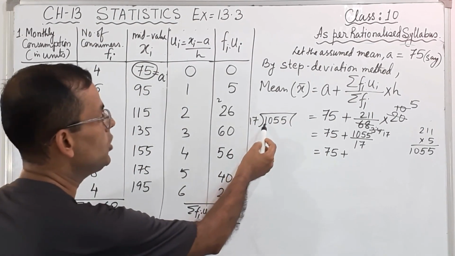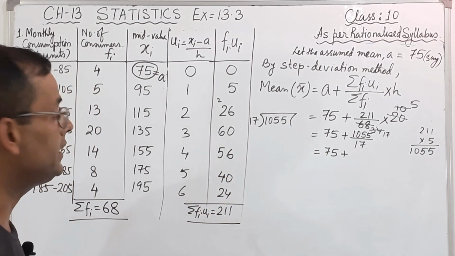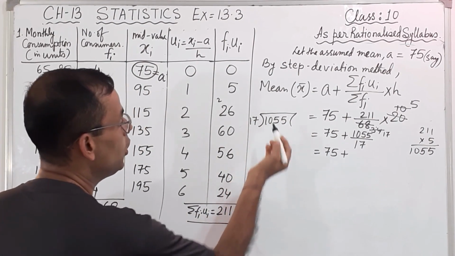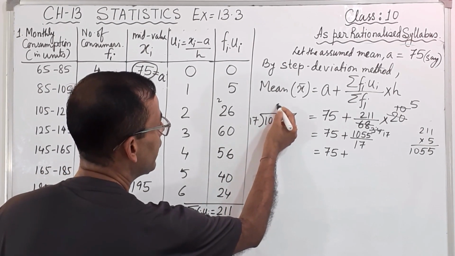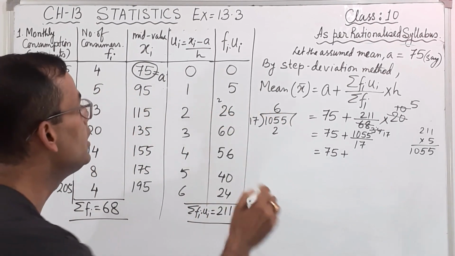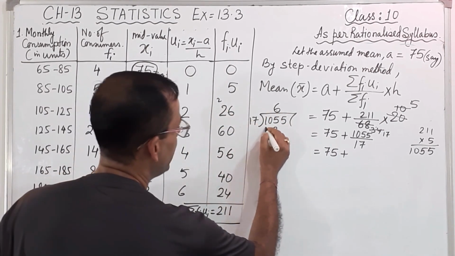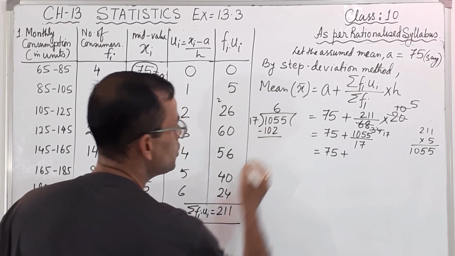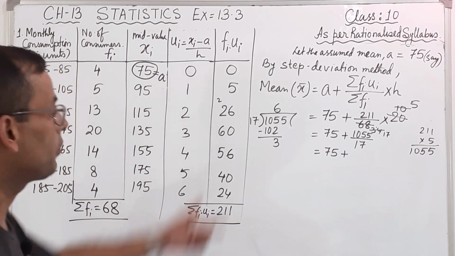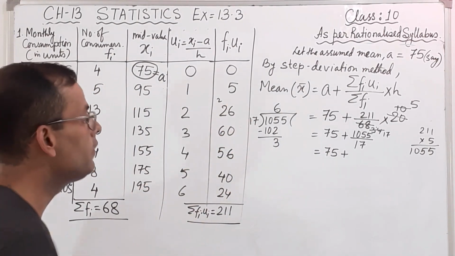So 17 will go with 1, no. Then with 10, yes or no? No, because 10 is small. Then 105, it will go. So it will go closer. Let us try with 6. 6 7s are 42, 4 carry. Now 6 1s are 6 plus 4, 10. So 102. So now what comes down? 3. Okay, if you subtract 5 minus 2, 3.